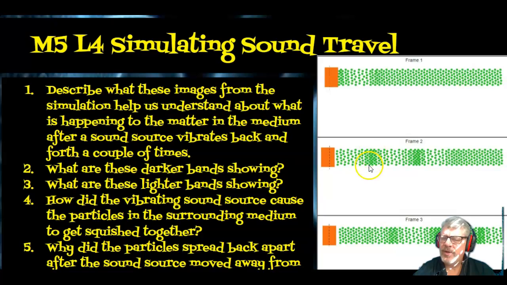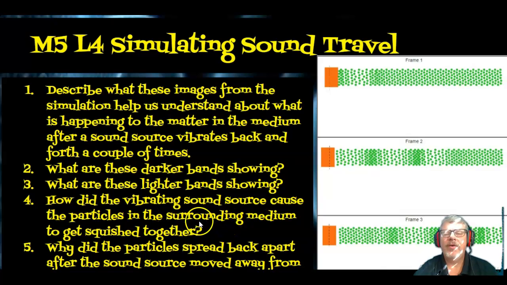So in a sound wave, you have compressions, the darker areas, and the spread out, less dense areas are your rarefactions. You can measure the amplitude by how compressed it is, and you can measure wavelength, the distance from one compression to the next, or one rarefaction to the next rarefaction.